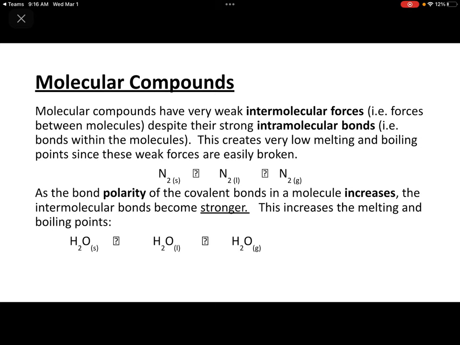So if we look at H2O, it's going to have a very high boiling and melting point because we have many different bonds we need to break. But if we look at N2, it's very weak, so it's easily broken.